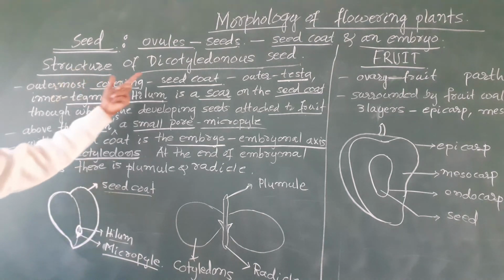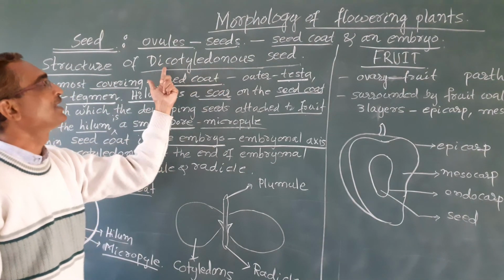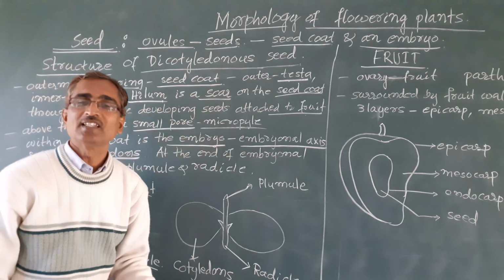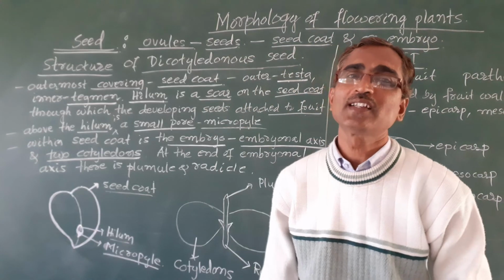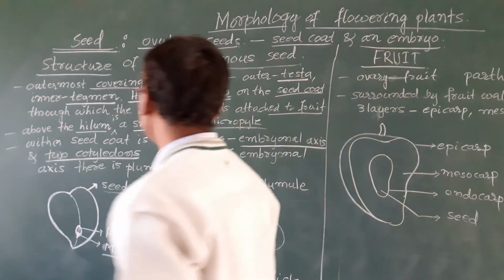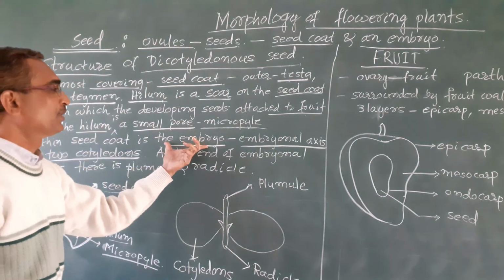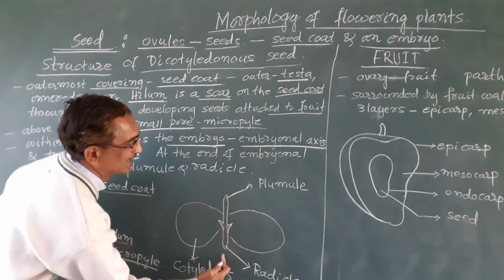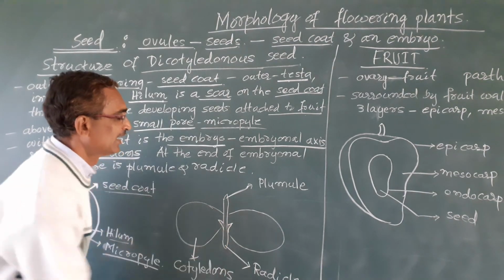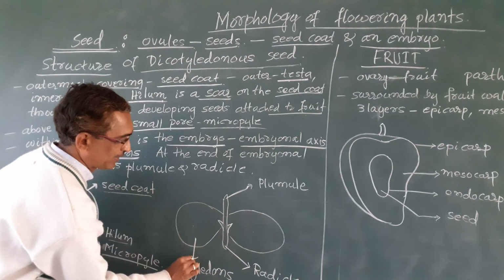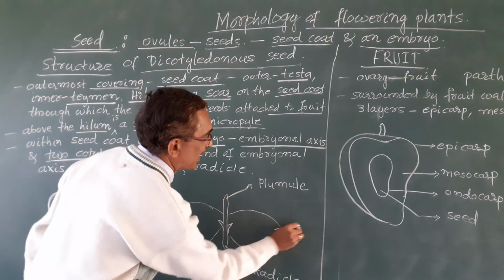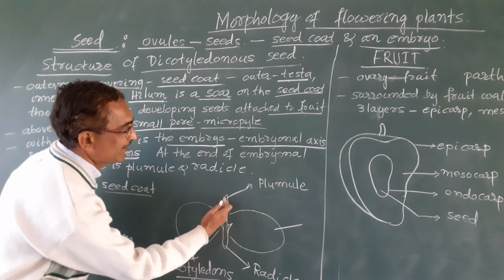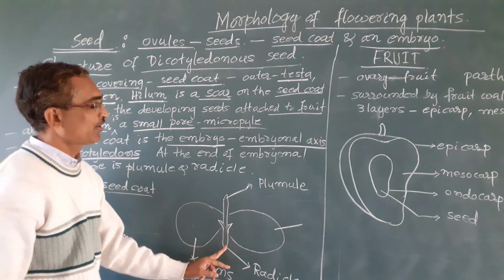This is the structure of a dicotyledonous seed. Di means two, so seeds having two cotyledons are known as dicotyledonous seeds. Here the embryo has an embryonal axis. You see, this is the embryonal axis, this central line. These are the cotyledons. This is one cotyledon and this is the other cotyledon. There are two cotyledons here, and the central structure is called the embryonal axis.